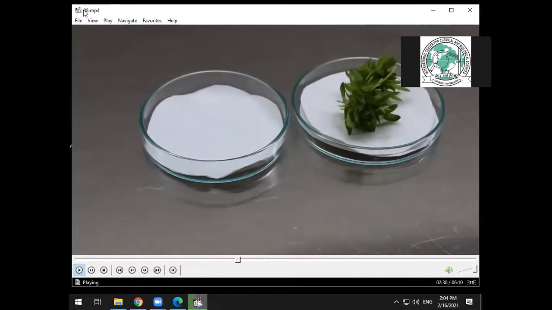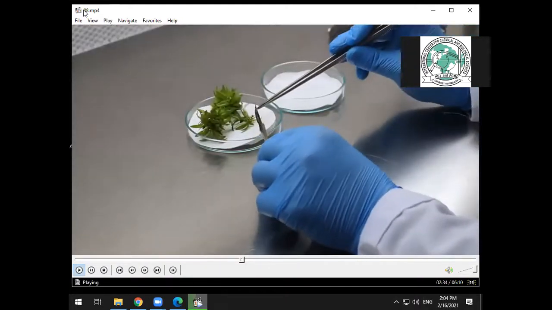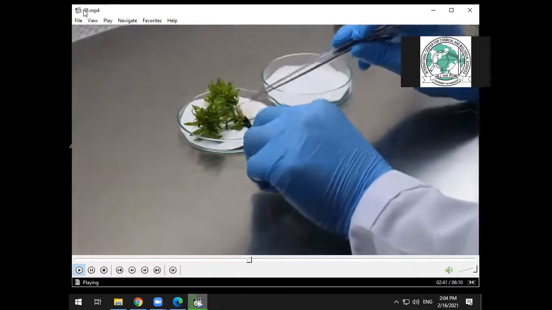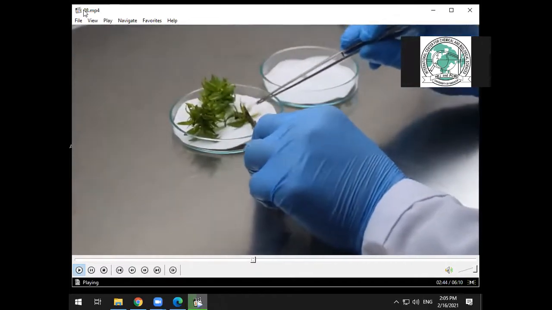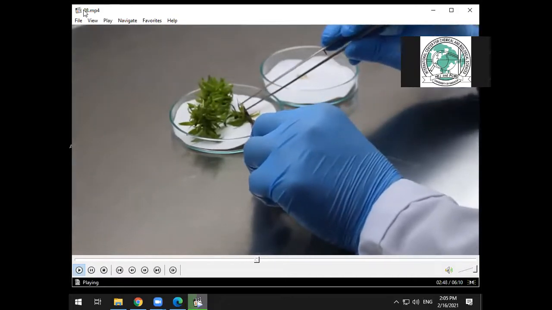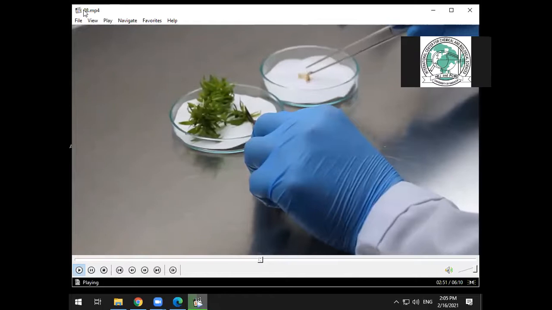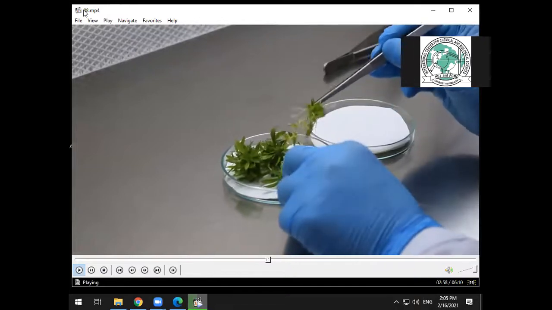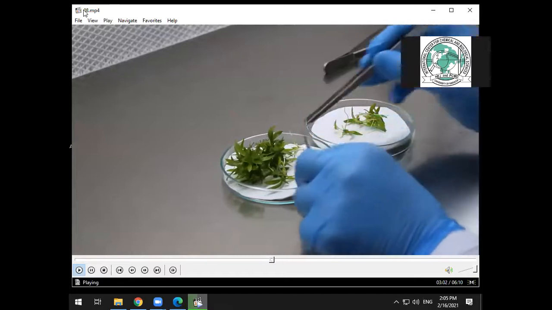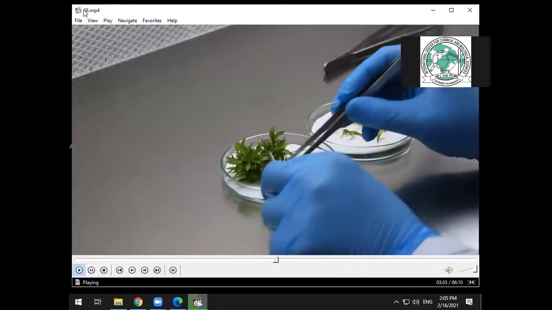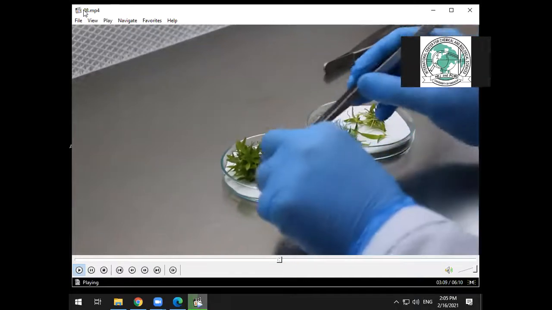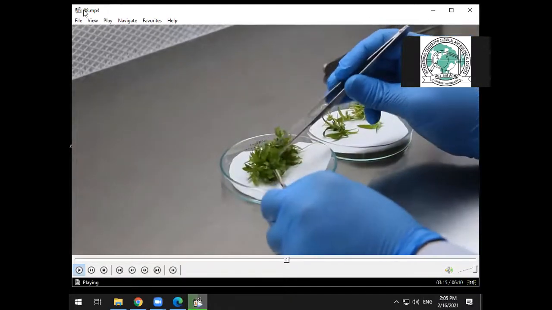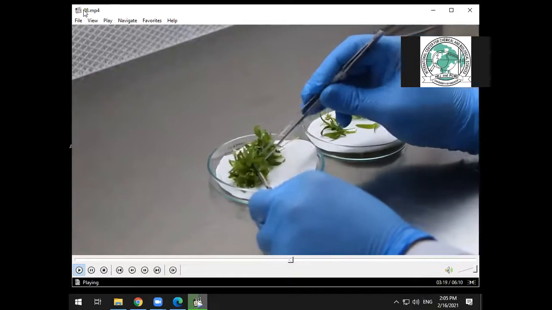Once the shoots have been taken out from the media jar, separate them carefully with the help of forceps and remove dried dead leaves and phenolic parts to avoid any kind of contamination. After removing dried dead parts and phenolics, put them in separate petri plates. Separate carefully to avoid any kind of damage.